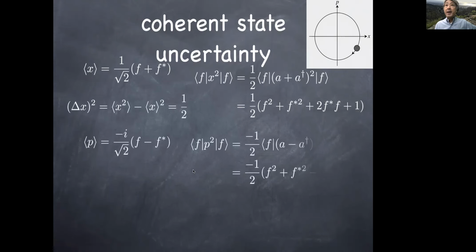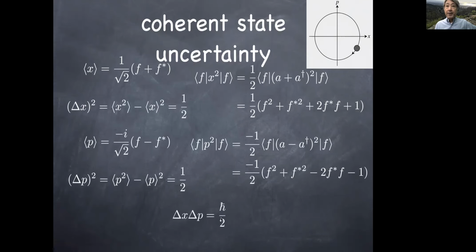And you do the same thing for p, and you again find delta p squared is a half. So taking the square root of this, delta x is 1/√2, delta p is 1/√2, delta x delta p is 1/2, recovering h bar, that's h bar over 2. So indeed, this state has minimum uncertainty. So that really does correspond to this tiny circle on the xp plane, because delta x delta p is whatever minimum it can be. So this coherent state is indeed a minimum uncertainty state.